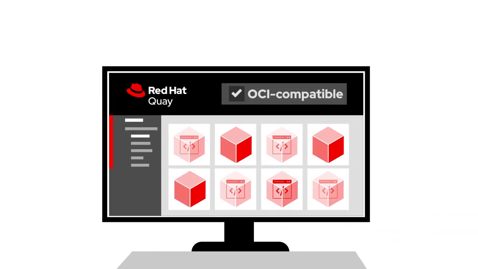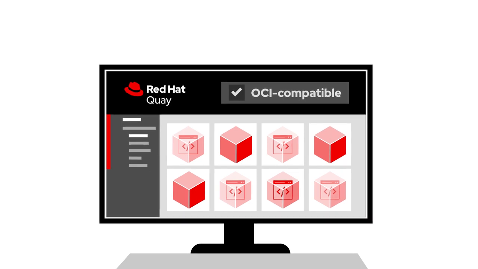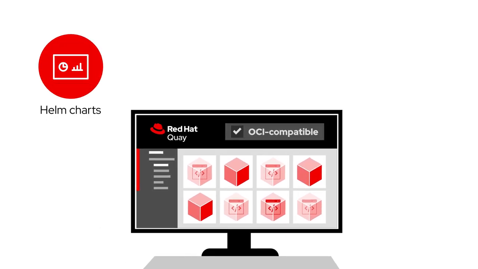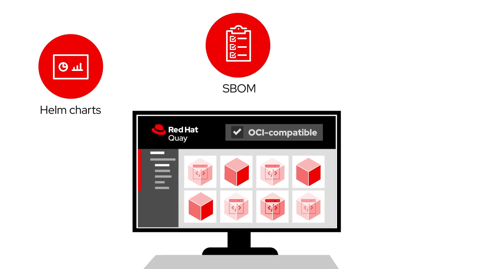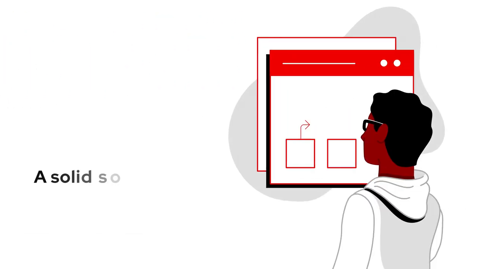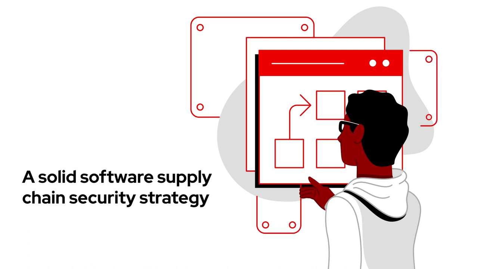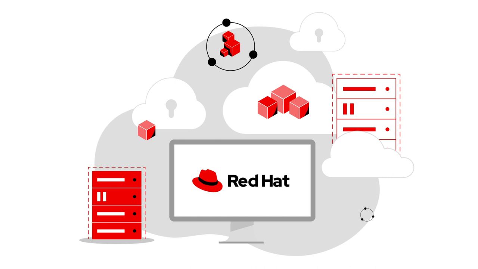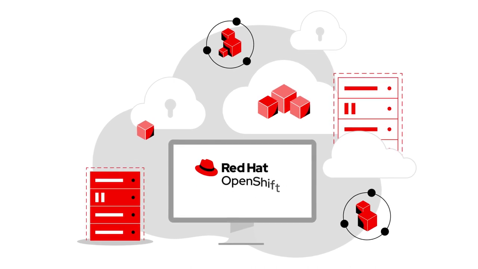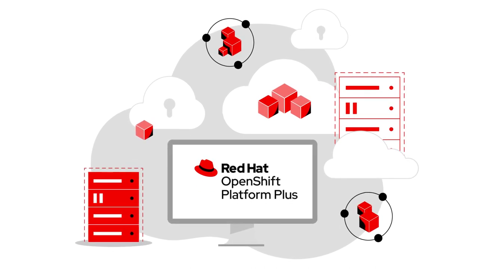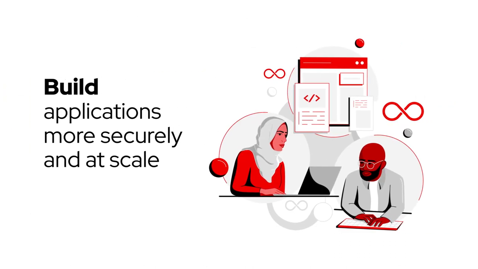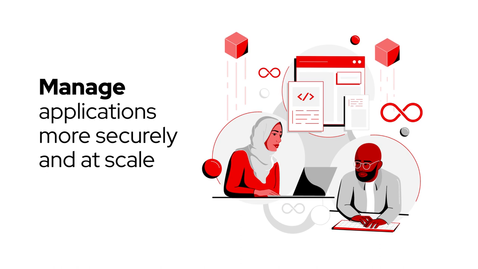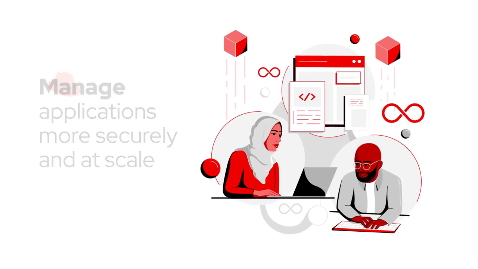Being OCI compatible means Quay can also store images that don't contain executable software, like Helm charts and machine learning models, or software bill of materials and image signatures, for a solid software supply chain security strategy based on a single source of records. And as an added benefit, Quay is already included in Red Hat OpenShift Platform Plus at no additional cost. Build, deploy, run, and manage cloud-native applications more securely and at scale with Red Hat Quay.